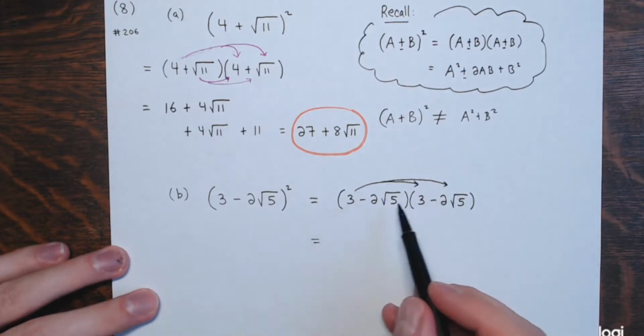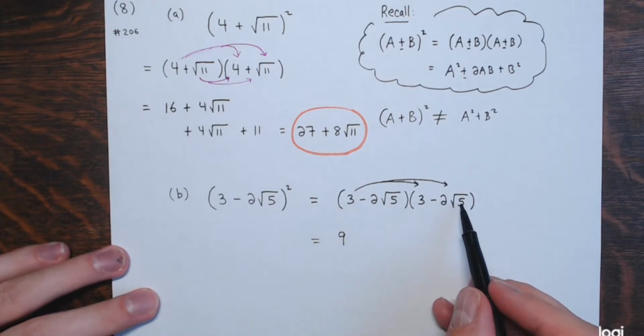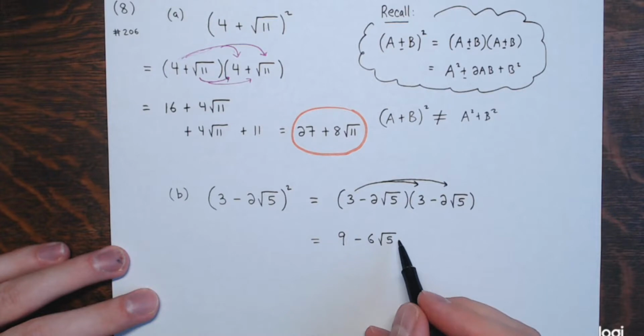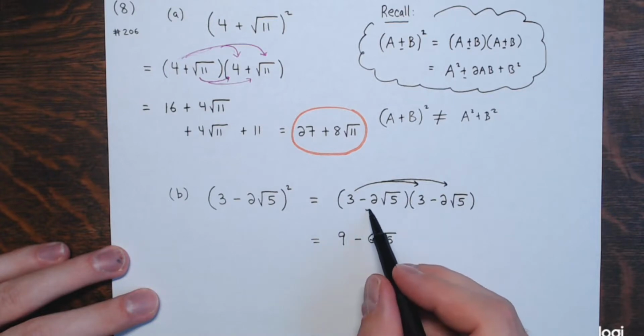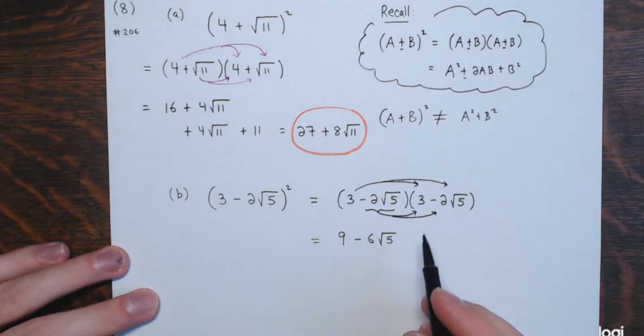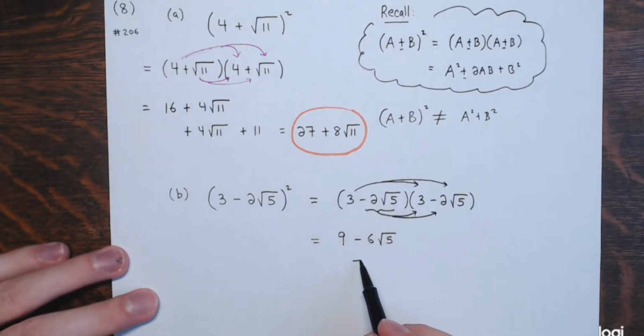3 times 3 is 9. 3 times negative 2 square root of 5 is negative 6 square root of 5. And then I'll distribute the negative 2 square root of 5. So negative 2 times the square root of 5 times 3 would be negative 6 times the square root of 5.